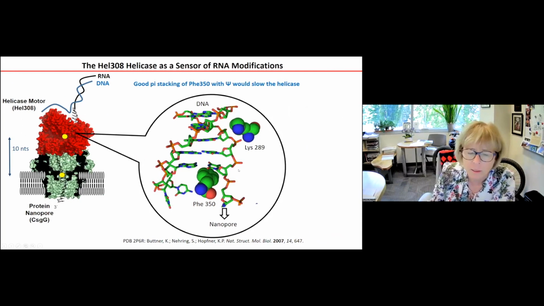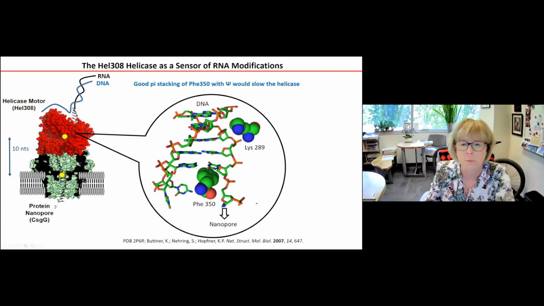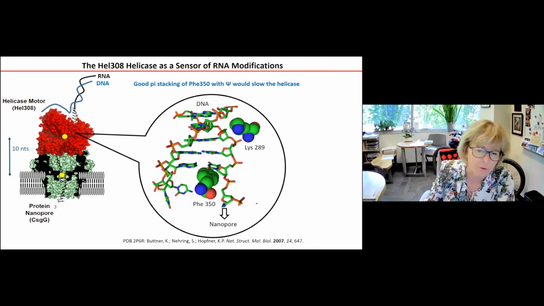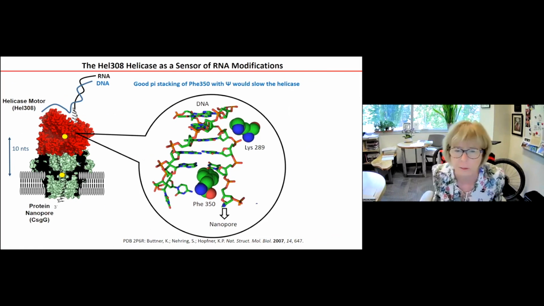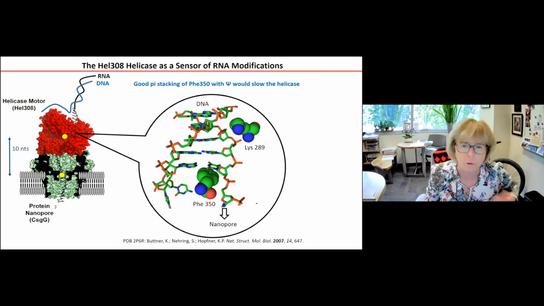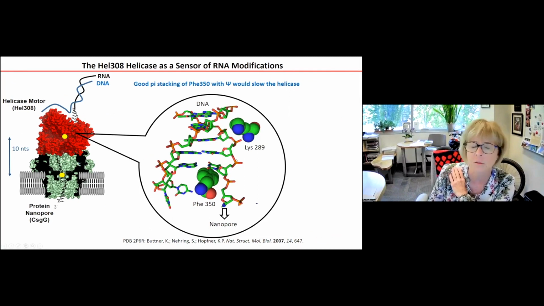And so why does this happen? Well, again, we think it is because the helicase has phenylalanine 350 stacked against the base pair that it's trying to pull apart. And if that pseudouridine is well stacked, then it's a little slower to pull apart. Actually, most modifications are easier to pull apart because the modification on the base usually is destabilizing to the base pair. But pseudouridine is going in the opposite direction from those.